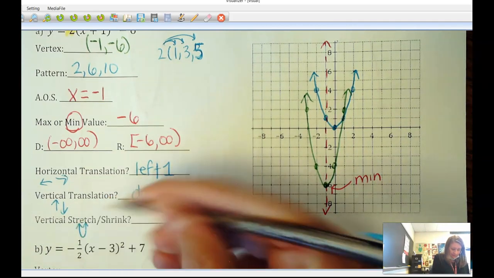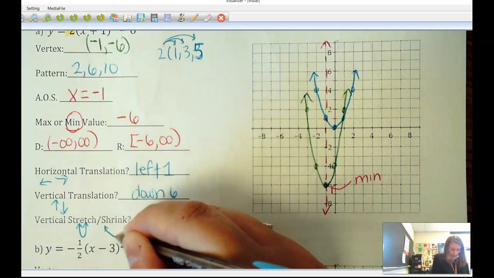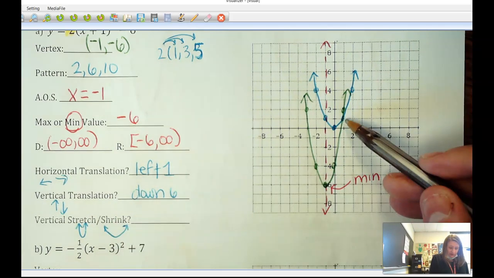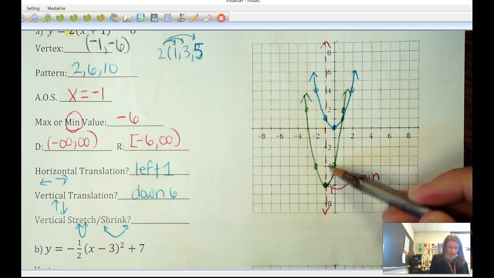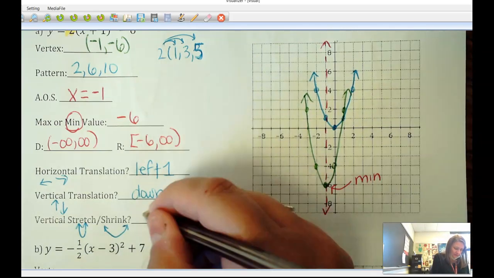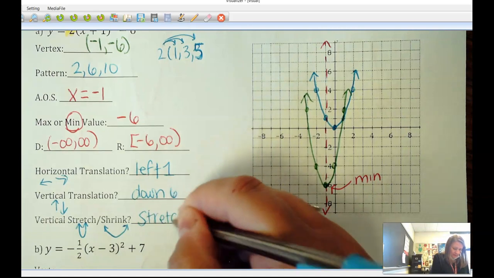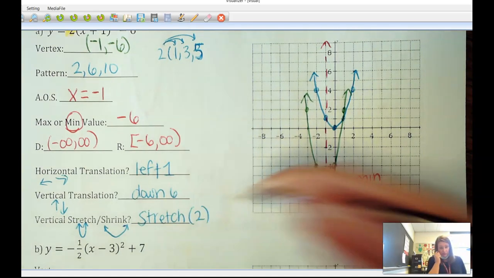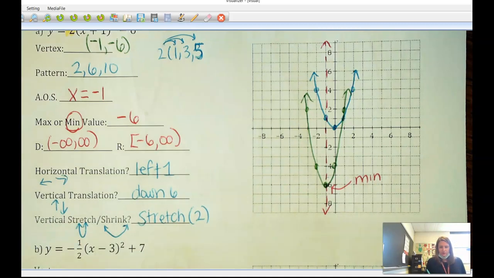And then your stretch or your shrink. Am I more narrow than the original, or am I wider than the original? If you guys look at this, this is over 1, up 2, where this one was over 1, up 1. So this is more narrow. So this is a stretch. And I can tell that by the number 2. If that a value, ignore the negative, is bigger than 1, then it's going to be a stretch.